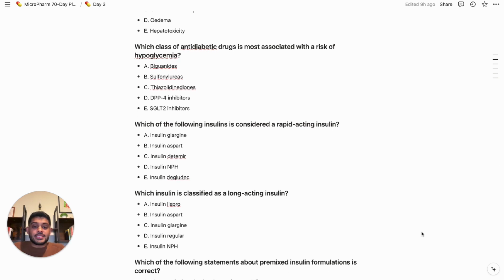Which of the following insulins is considered rapid-acting insulin? A, insulin glargine, B, insulin aspart, C, insulin detemir, D, insulin NPH, and E, insulin degludec. As you know, from those of you who sat the June assessment, you will get brand names in the assessment. I generally don't give brand names when we're practicing, just to make it slightly more difficult, so it gives you more familiarity with these names and how they associate with brand names.